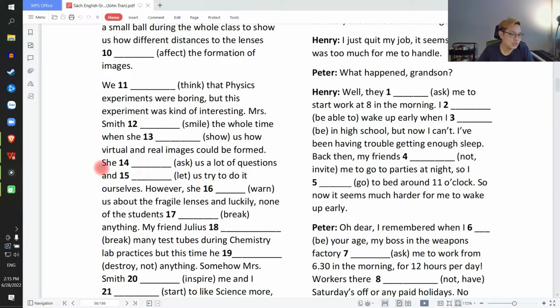Number 14, she asked us a lot of questions and let us try to do it ourselves. She asked. Đó, nhớ không? ED, quy luật đọc ED. Remember the rules when you use ED. Put your finger here. If the verb cause, if you feel the vibration, you should pronounce ED with a d sound. If it doesn't vibrate, t sound.